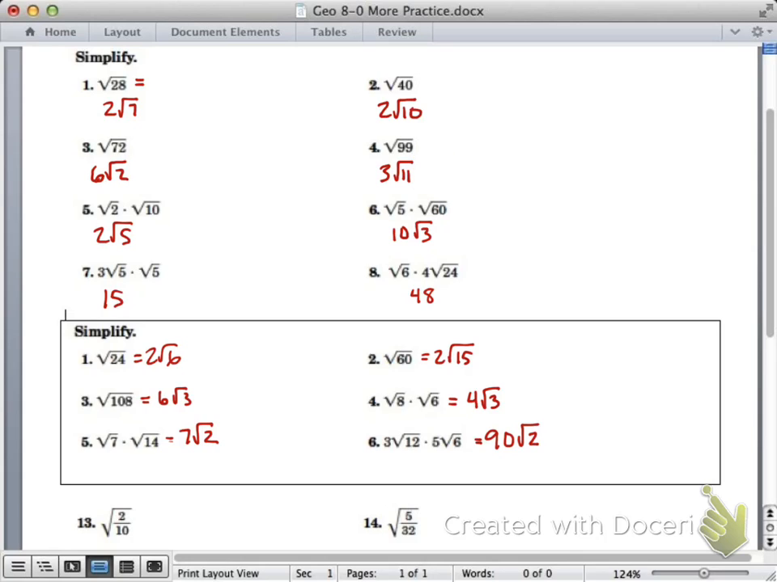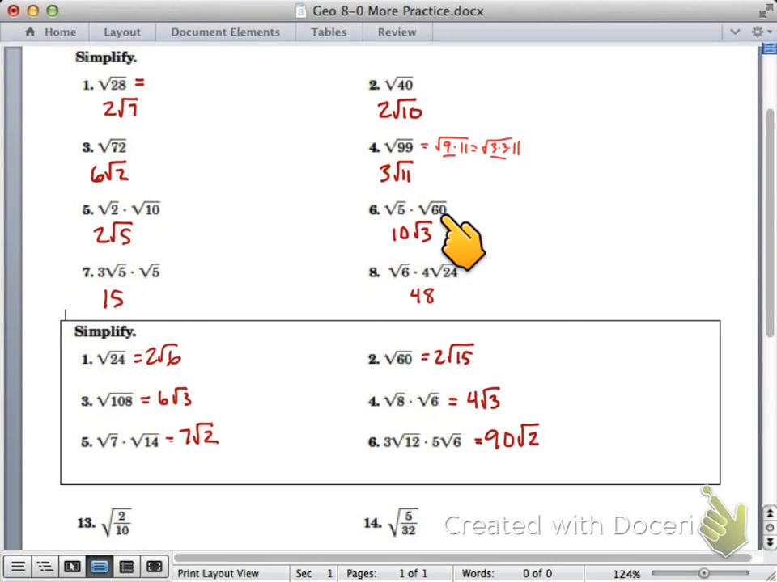So the square root of 99, if we break that down, we could figure out that it's equal to 9 times 11, or we could say it's equal to the square root of 3 times 3 times 11. What comes out of that? The square root of 9, or the square root of 3 times 3, is equal to 3, and then the 11 cannot come out.